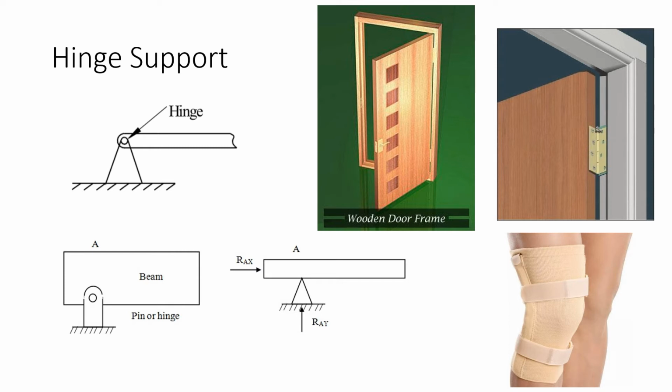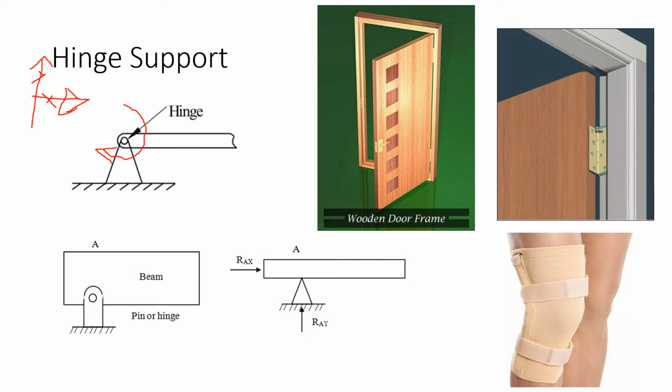Next one is hinge support. This is the symbolic representation of hinge support. If you observe, the hinge support is not able to move this beam in the x direction, not able to move this beam in the y direction. So motion in x and y direction is restricted here, but this support is able to rotate about the point.